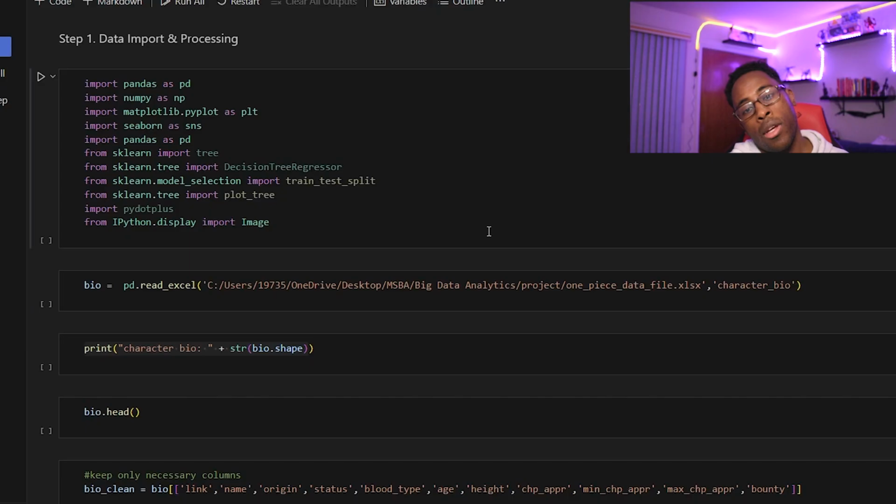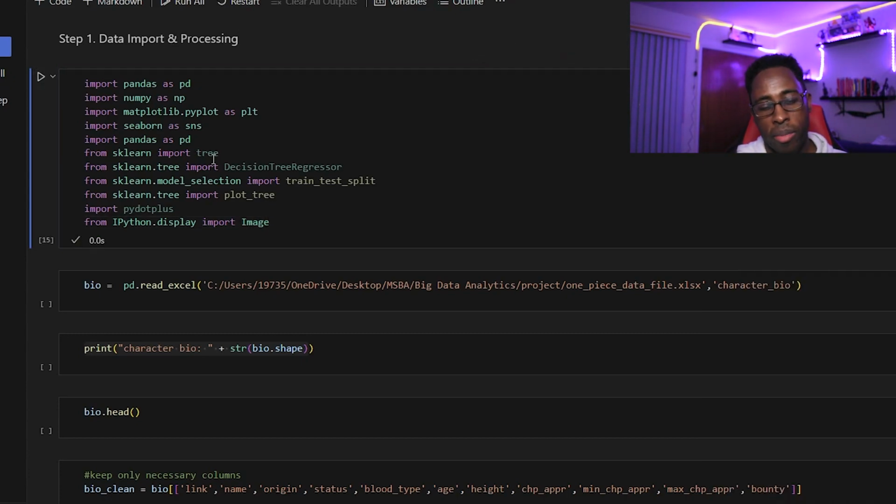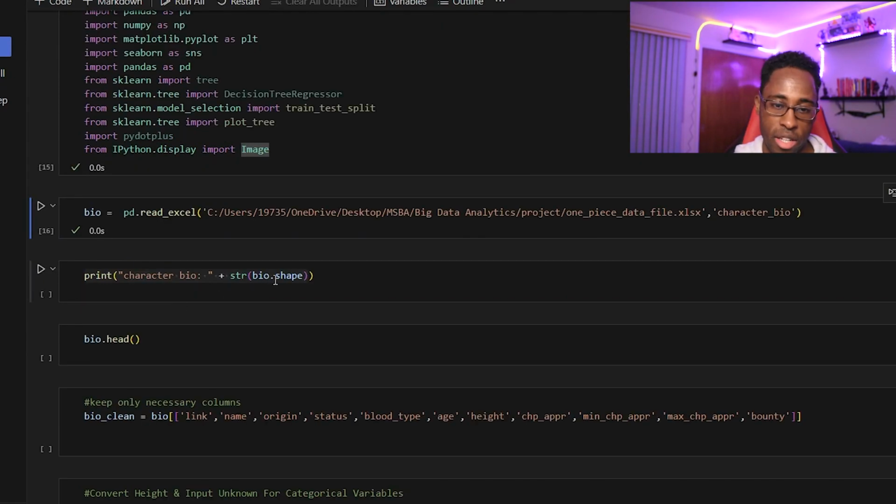So now we're in a Jupyter notebook. First step we're going to do is some pre-processing very quickly. We're going to import all of our packages, import the data, and then let's get a quick idea of what the data shape looks like.